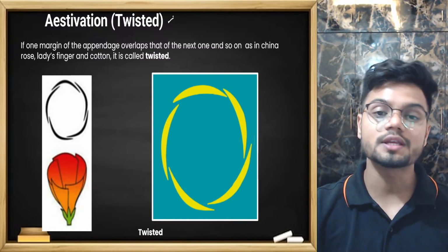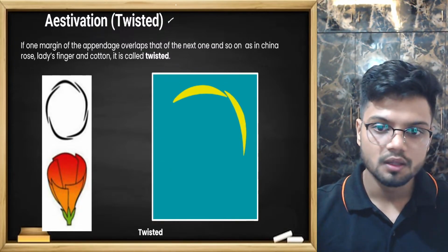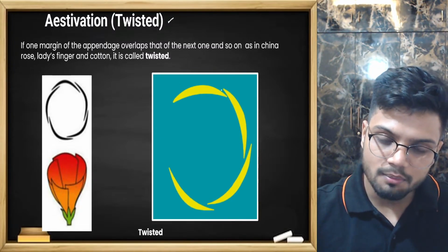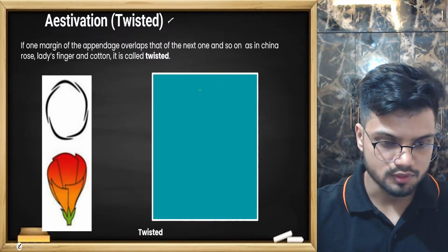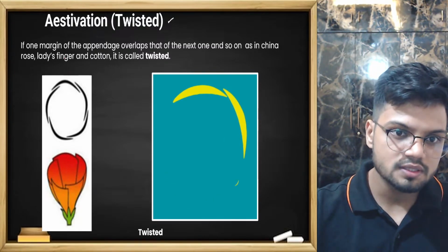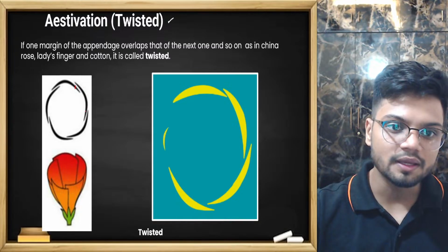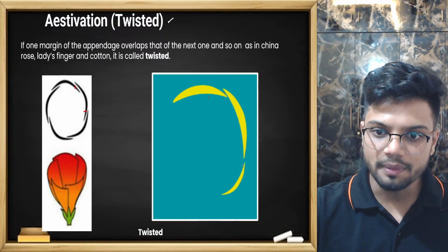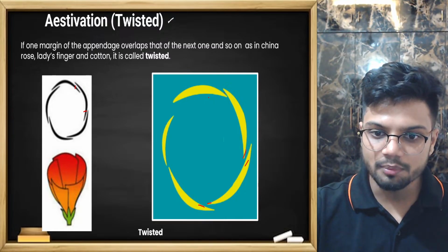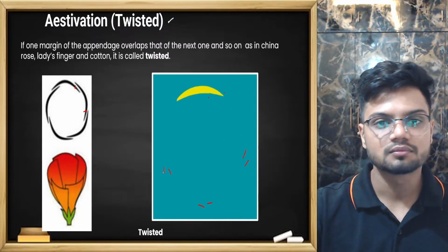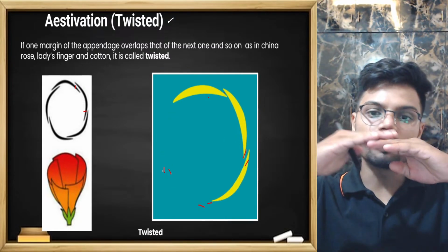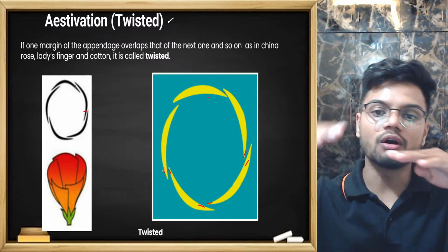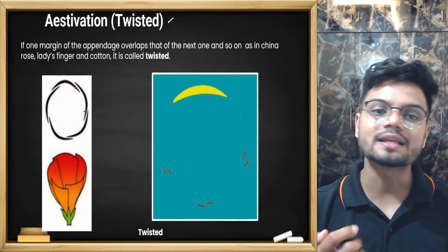Now, what is happening in twisted aestivation? Understand. Diagram I'll show you first of all. Every single margin is overlapping in an alternating manner. This is overlapping on the other one, this is overlapping on the next petal, and this is overlapping on the previous petal. So there is a constant alternating overlapping, and it's called twisted aestivation.